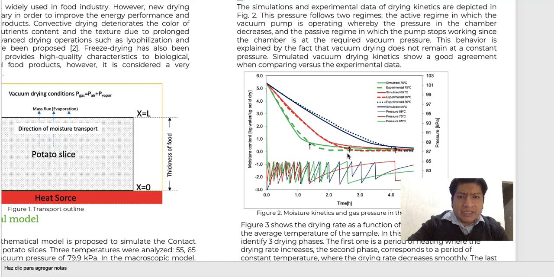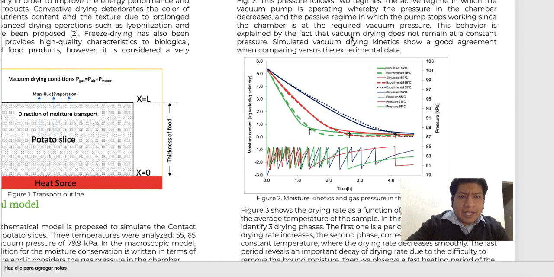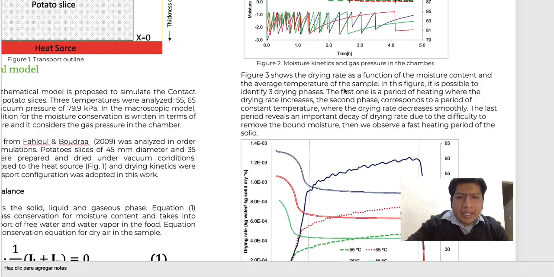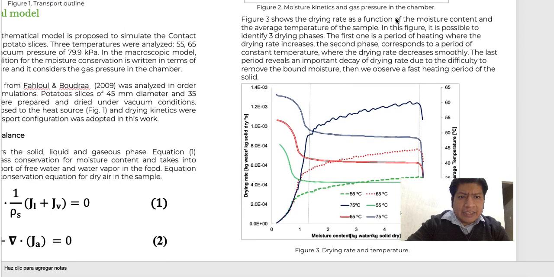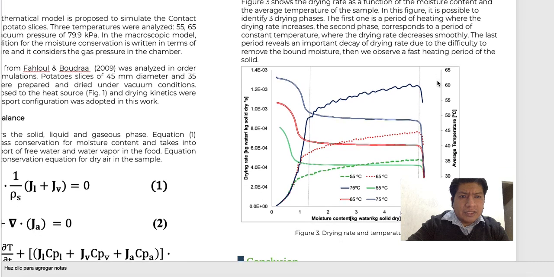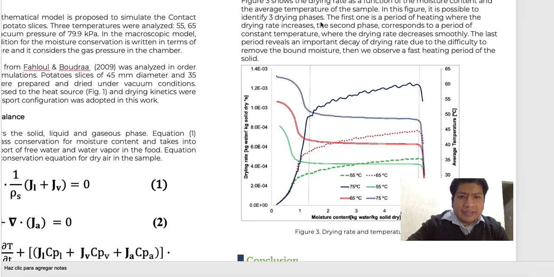This behavior is explained by the fact that the vacuum drier does not remain at constant pressure. Simulated vacuum drying kinetics showed a good agreement when compared with the experimental data. Figure 3 shows the drying rate as a function of the moisture content and the average temperature of the sample. In this figure, it's possible to identify three phases.